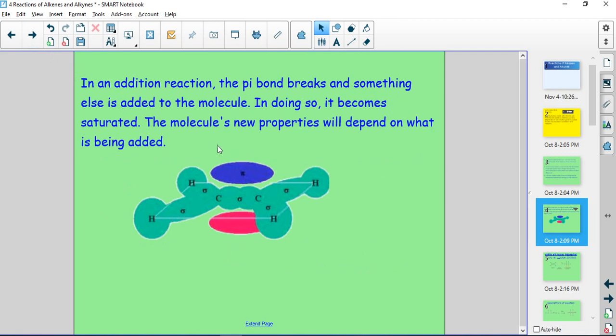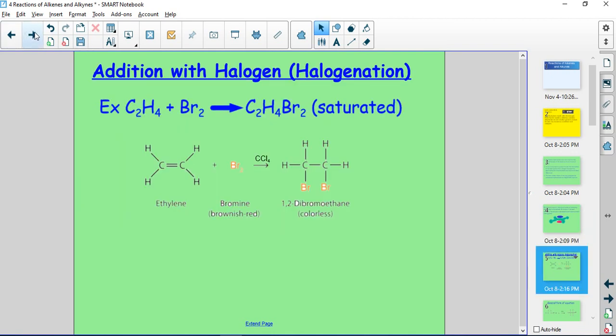Okay, now this is a picture that will certainly mean a lot to you in our next unit, so I'm going to skip over this just for now and head to our first reaction. So a halogenation reaction, or an addition reaction with a halogen, looks something like this. This is a common example.